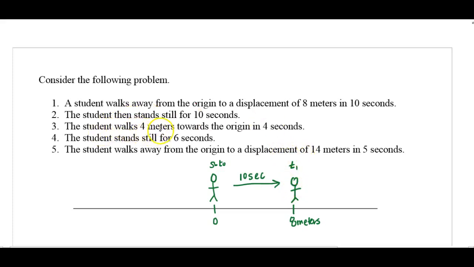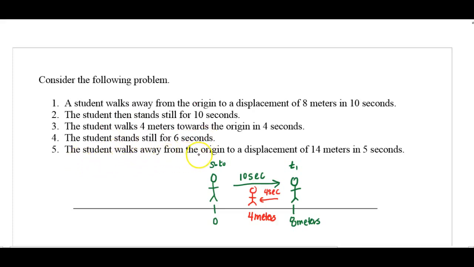Then the student walks 4 meters toward the origin in 4 seconds. So let's do that in a different color. So now they're walking back this way over a total of 4 seconds is how long it takes them to travel 4 meters toward the origin. So they're going to shrink a little bit. And they're going to go 4 seconds, and if they go 4 meters back toward the origin, that leaves them at 4 meters. And then the student's going to stand still again for 6 seconds.